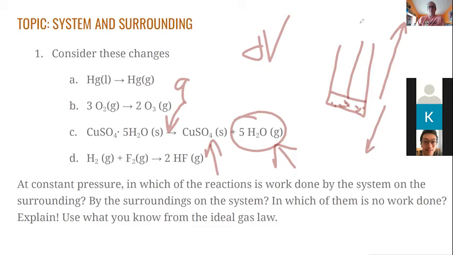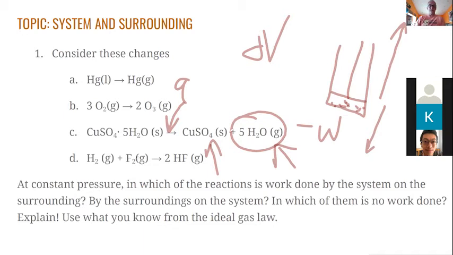Work is done on its surroundings. Right. The reaction is increasing the amount of gas. It's increasing the volume. It's pushing that piston up. So work is being done by the reaction against the surroundings. So that would be minus W, because the work is coming out of the reaction rather than work being done to the reaction, being pushed down.